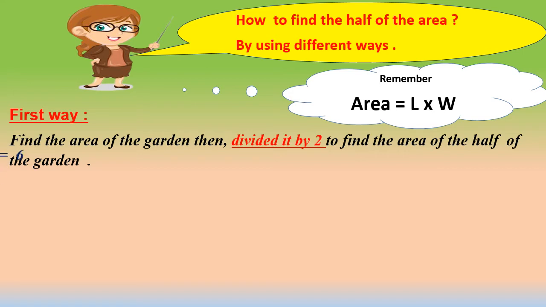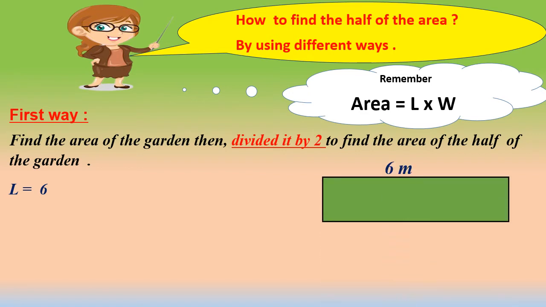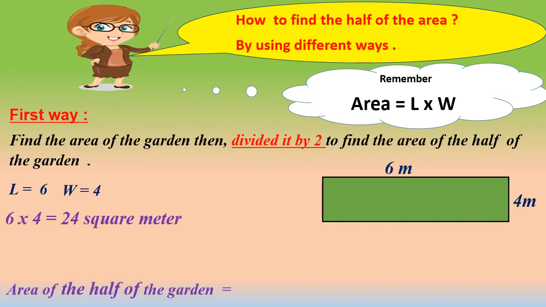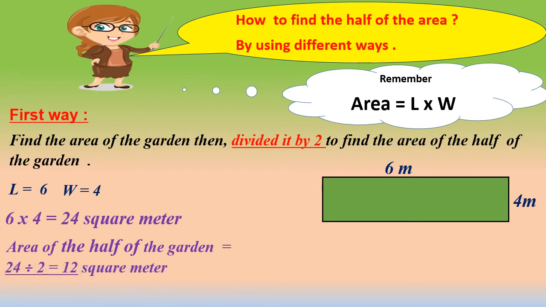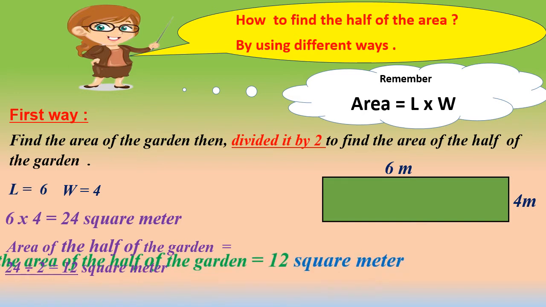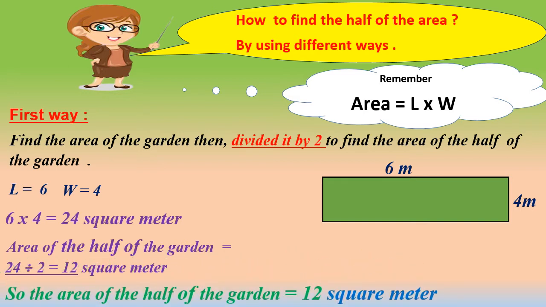Let's see, for example, here. I have a garden. The length of the garden is 6 and the width equals 4. How can I find the area now? The total area? Okay. 6 times 4 equals 24 square meters. Now I want to find the half of the area. So I will take 24 divided by 2, equals what? 24 divided by 2, it will be 12 square meters. So the area of the half of the garden equals 12 square meters.